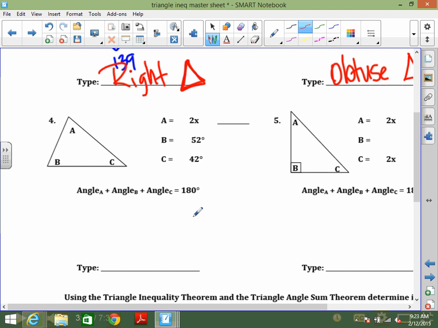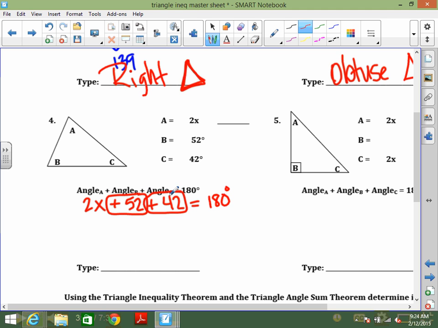Look at this one. Angle A is 2x, B is 52, and C is 42. How in the world do we approach this one? You have to add B and C and then times it by 2. Good try. Let's plug it into the formula here. Angle A is what? Plus angle B is, plus angle C is, and it equals 180. Now what do I do? Those are like terms. So add those up.